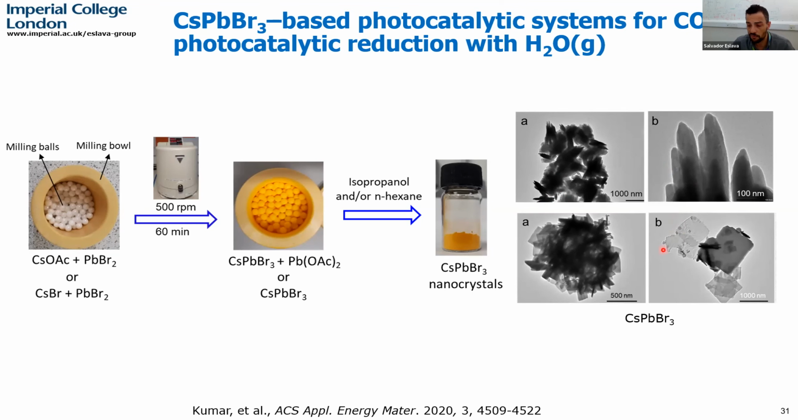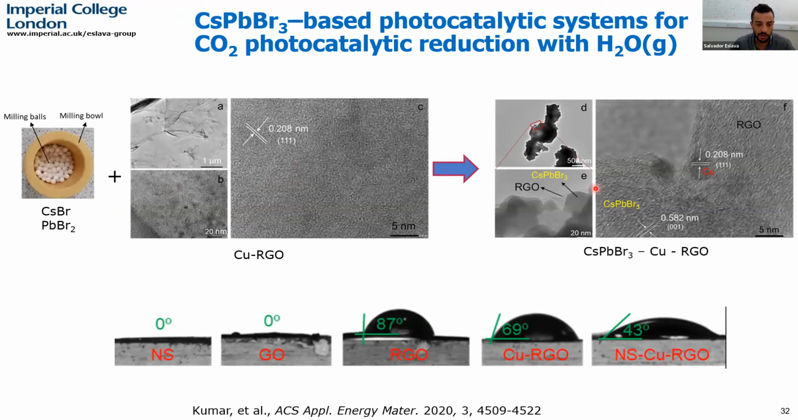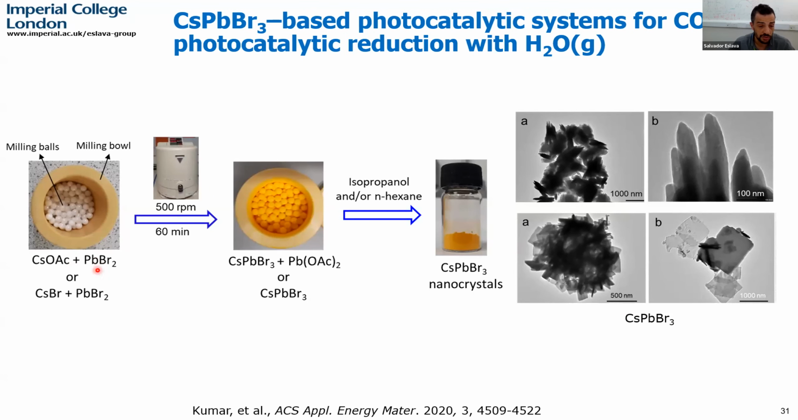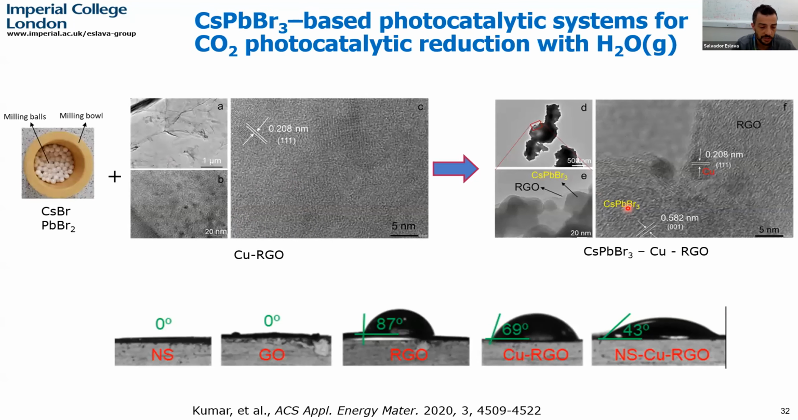We could see the different morphologies. These morphologies were the result of using different precursors, different times or different balls. And we did a systematic study showing how the different conditions lead to different morphologies. We also saw that those perovskites have a water contact angle of only 0 degrees. They are very hydrophilic. So to increase the hydrophobic character, we used reduced graphene oxide functionalized with small copper nanoparticles.